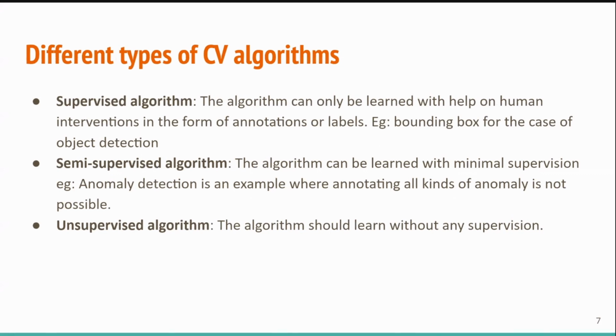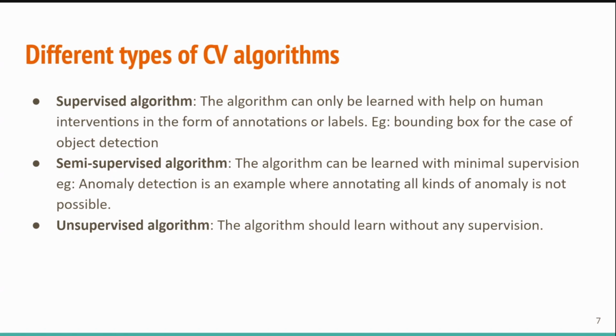And there are different types of CV algorithms, whether it is a traditional CV algorithm or a deep learning based CV algorithm. It can be supervised, semi-supervised, or unsupervised. So what do we mean by supervised algorithm? We need human intervention to train the supervised algorithms. By human intervention I mean annotations or label files. So if it is object detection, then you need to pass the image alongside bounding boxes so that the algorithm can learn.